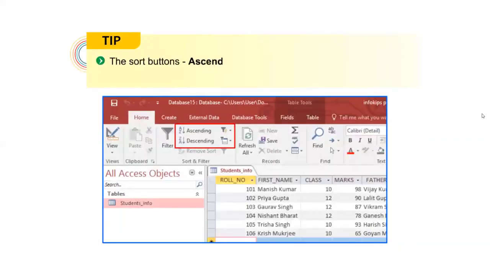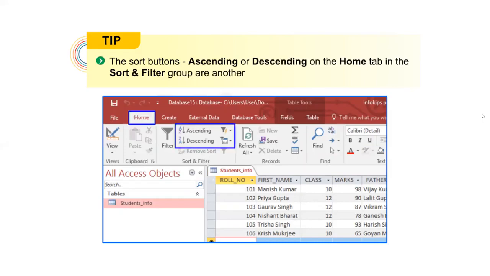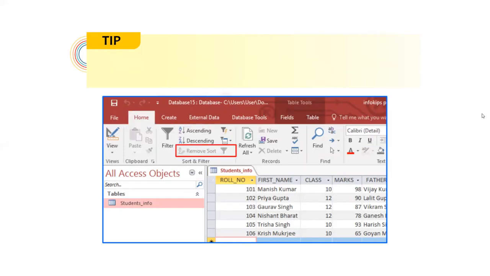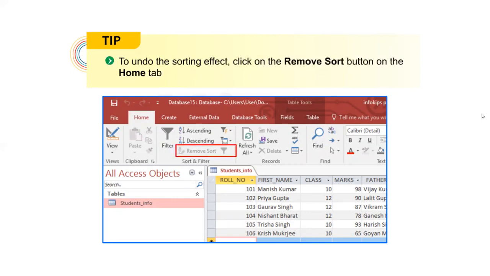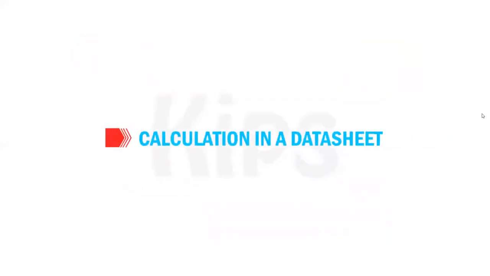Let me give you another tip. The sort buttons, ascending or descending, on the Home tab in the Sort and Filter group are another way to sort the data. To undo the sorting effect, click on the Remove Sort button on the Home tab in the Sort and Filter group. Let us find out how to do calculation in a data sheet.